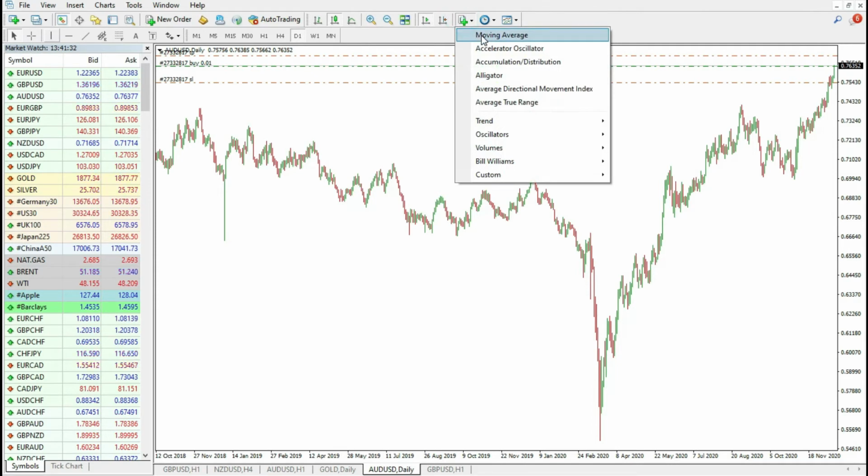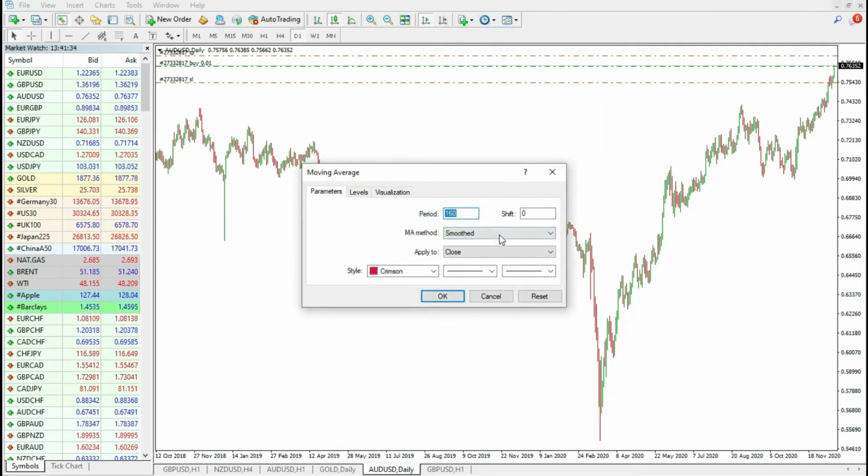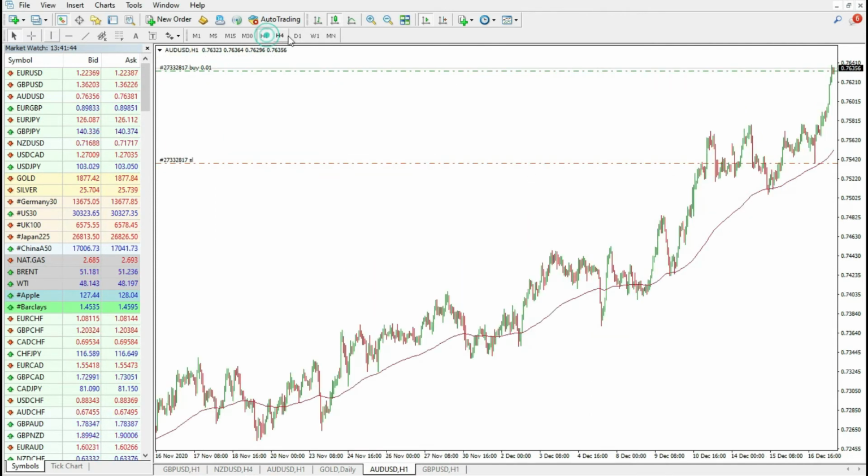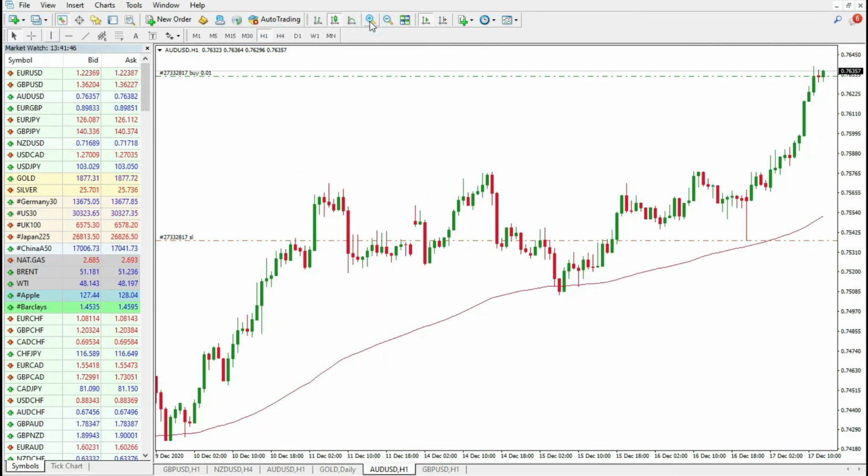I will go to the moving average and I will add a smoothed moving average. For example, I will add 50. Now let me see this. Oh, like we see, the smoothed moving average is very good as a support level right now in my case.